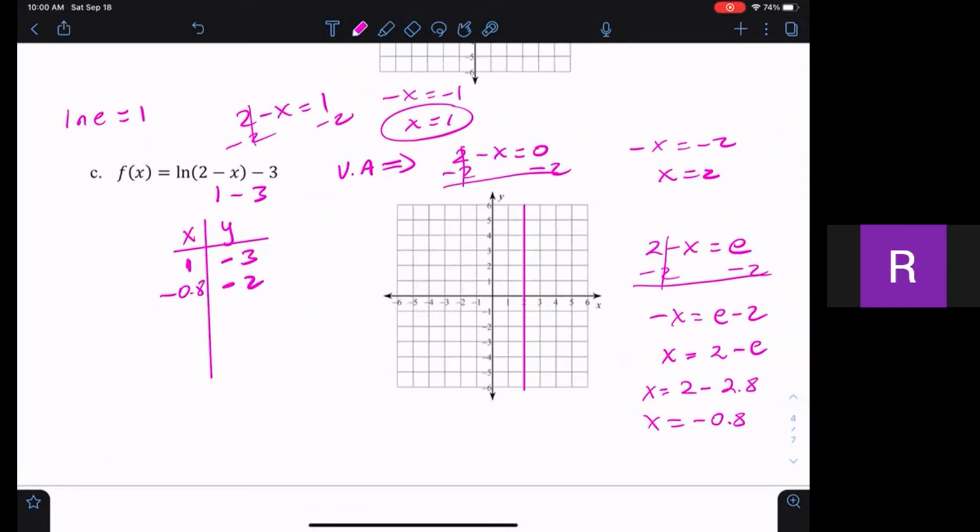So 1 and negative 3 is about here. And negative 0.8 and negative 2 is about here. So you can see the behavior of this, right? Okay. Something like this.